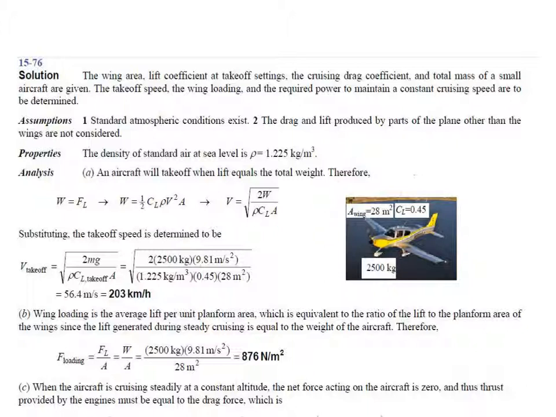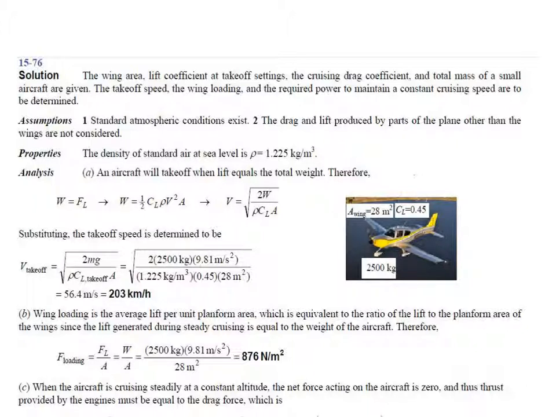On the right hand side, all are the terms that are given, where the weight translates to 2 mg. We are given the density, the coefficient of lift, and the area. We then get 56.4 meters per second. This translates to 203 kilometers an hour.